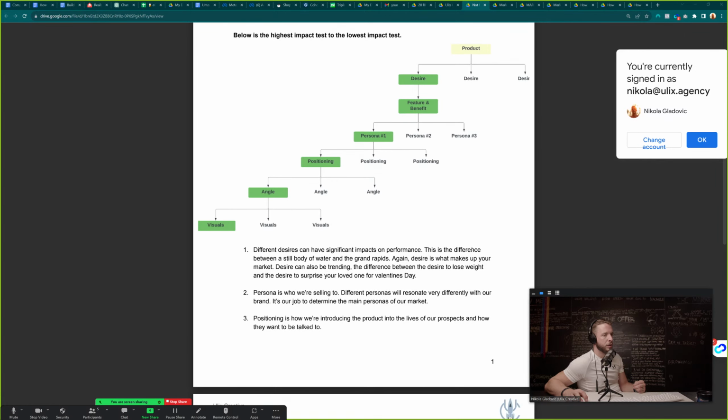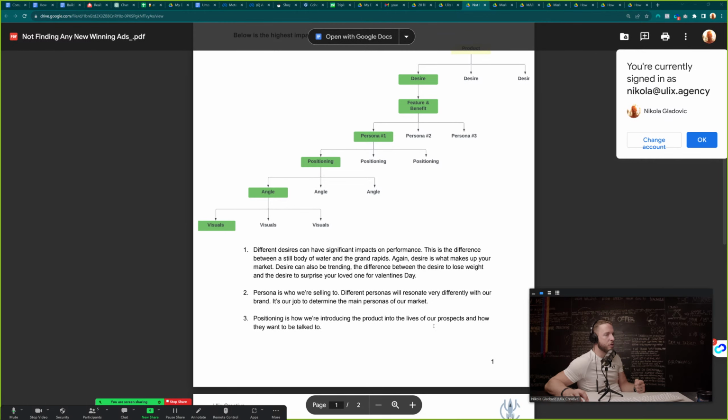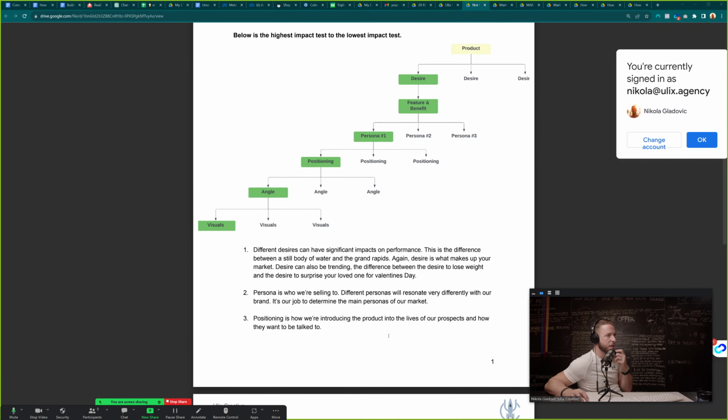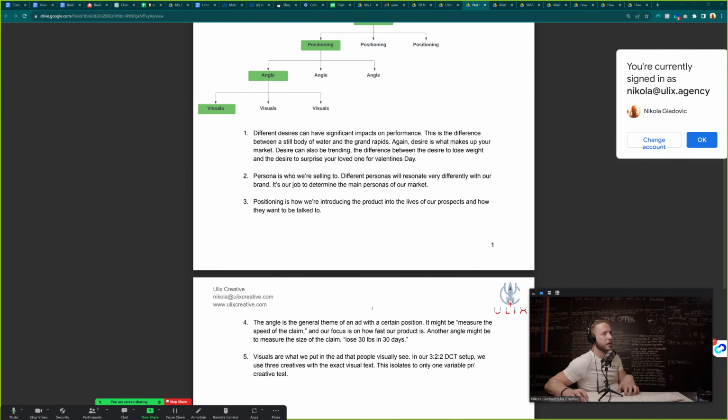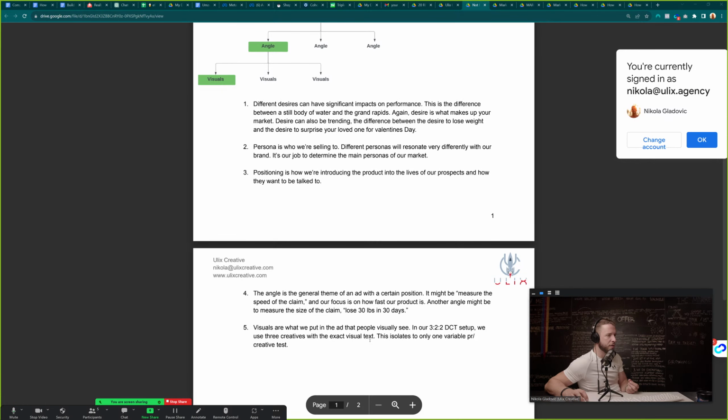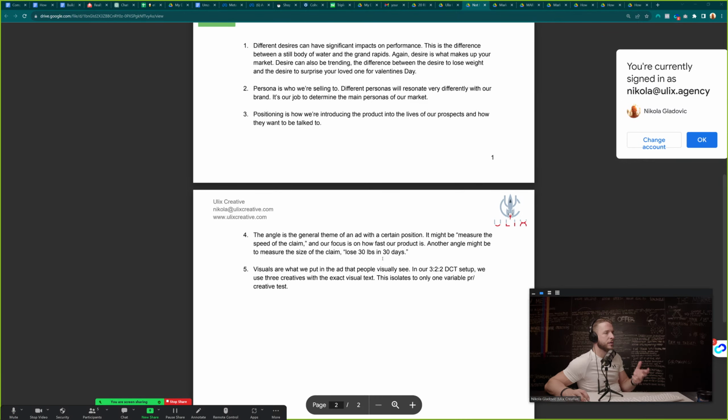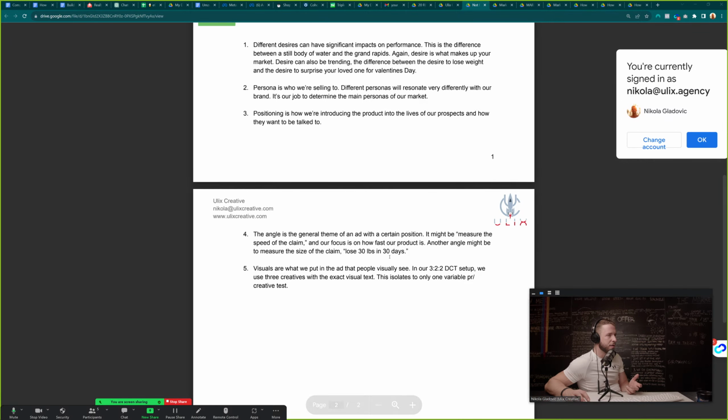Yeah, I do. So the positioning is how we are introducing the product into the lives of our prospects and how they want to be talked to. So we are positioning it through a ketogenic diet. The angle is the general term of an ad with a certain positioning. It might be, for example, 10x the speed of your result with a keto diet. And mass desire is to lose weight.